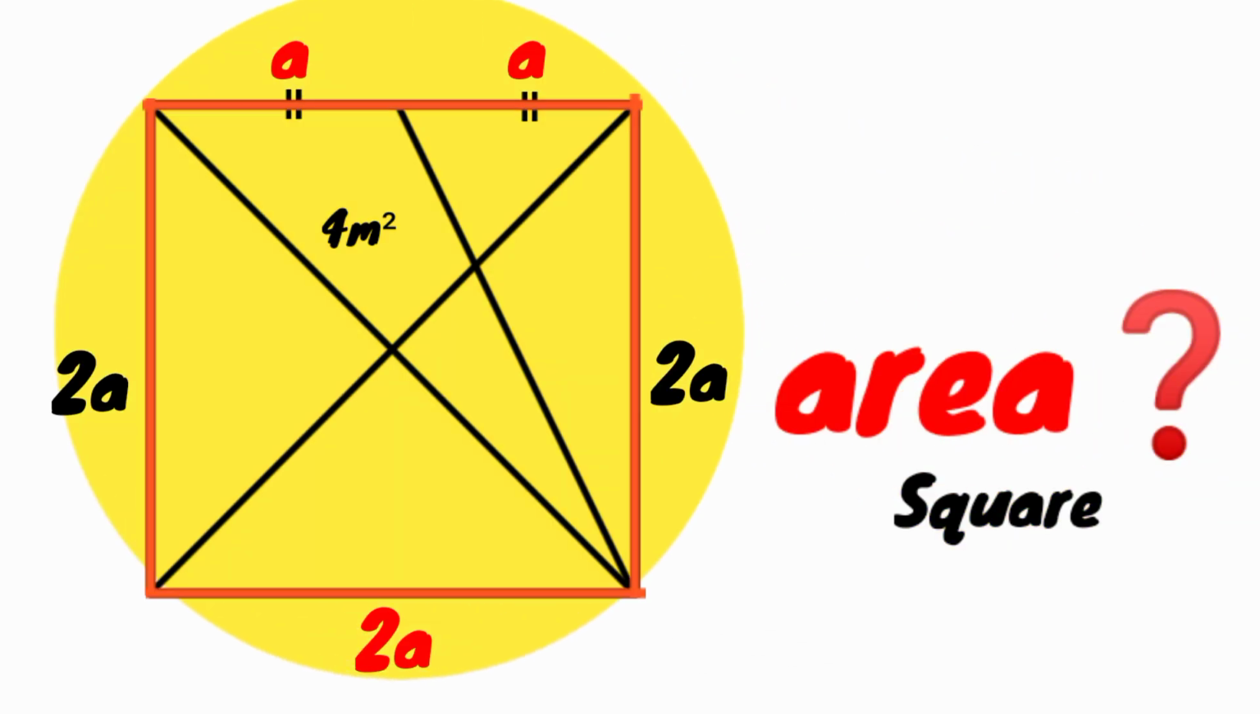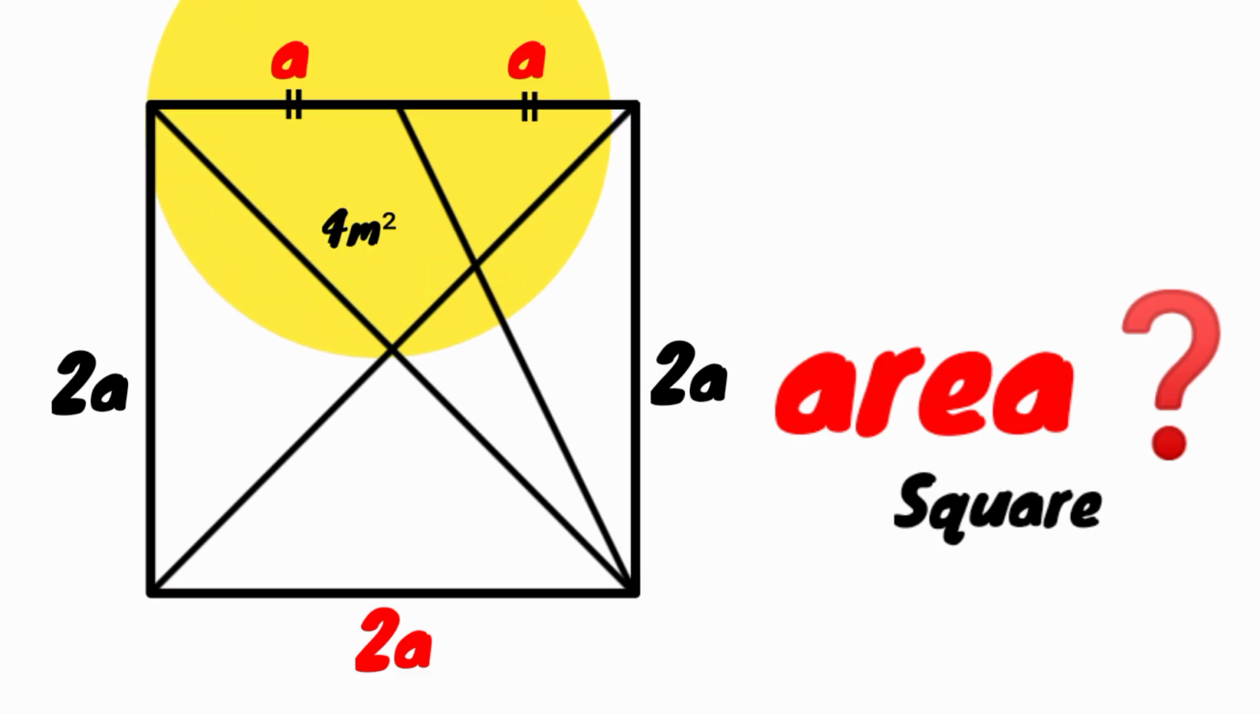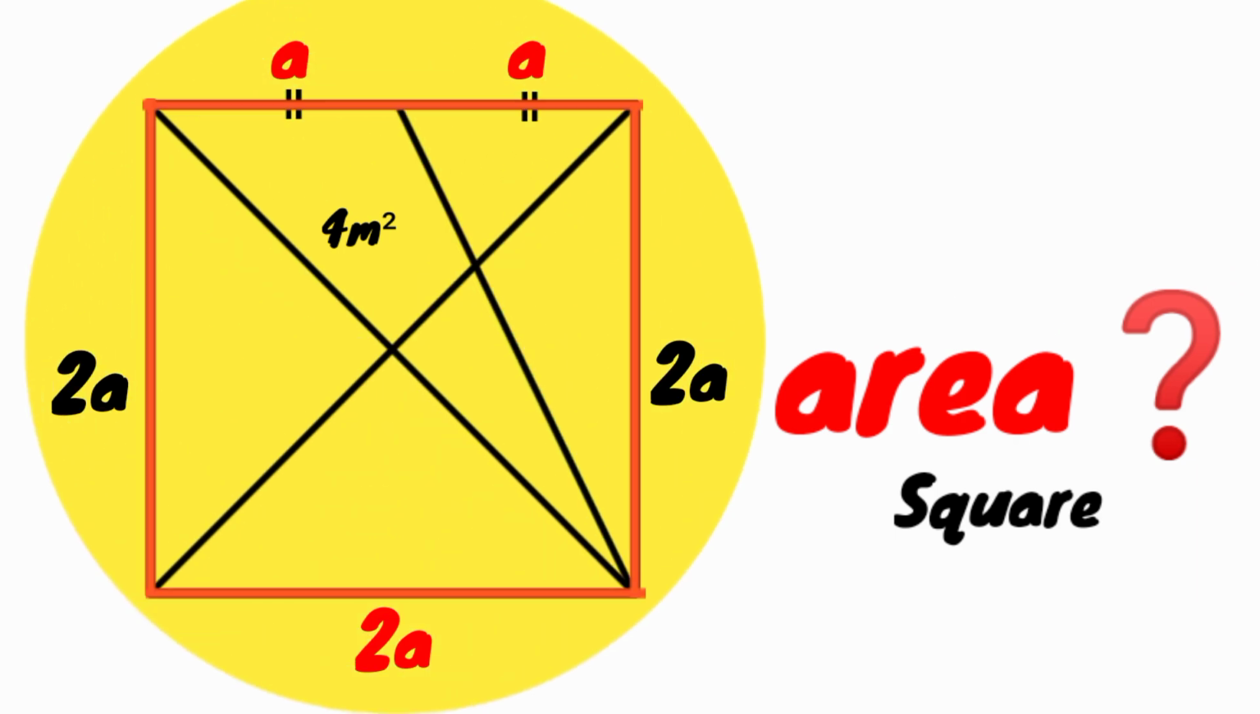We have the length of its sides to be 2a each, and we see this side is bisected. The length of the segments are a each. This quadrilateral, its area is given to be 4 meters squared. So how are we going to solve this? How are we going to calculate the area of this square?